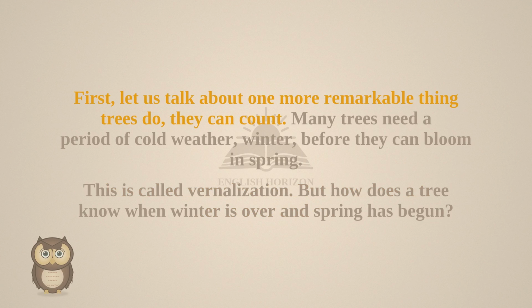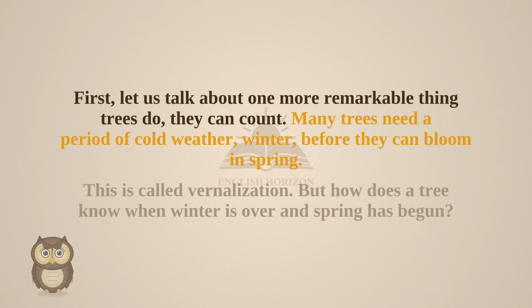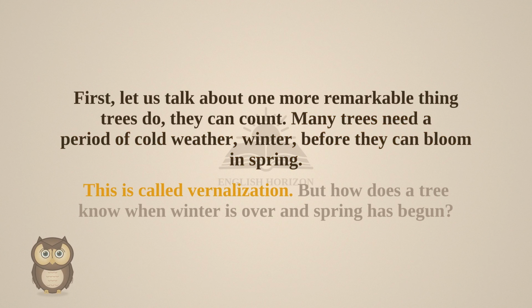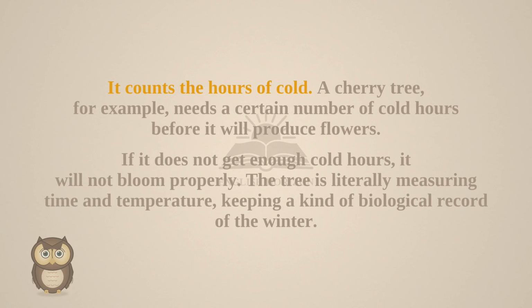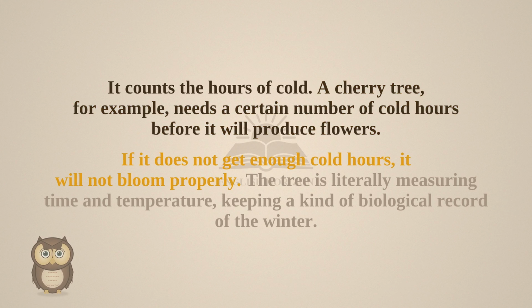First, let us talk about one more remarkable thing trees do: they can count. Many trees need a period of cold weather, winter, before they can bloom in spring. This is called vernalization. But how does a tree know when winter is over and spring has begun? It counts the hours of cold. A cherry tree, for example, needs a certain number of cold hours before it will produce flowers. If it does not get enough cold hours, it will not bloom properly. The tree is literally measuring time and temperature, keeping a kind of biological record of the winter.